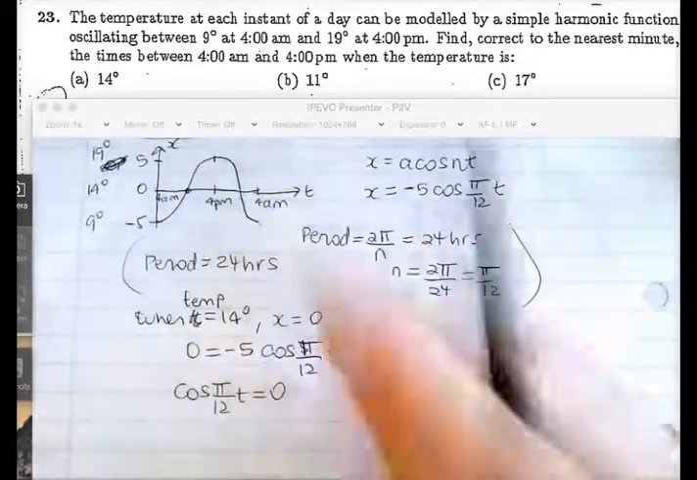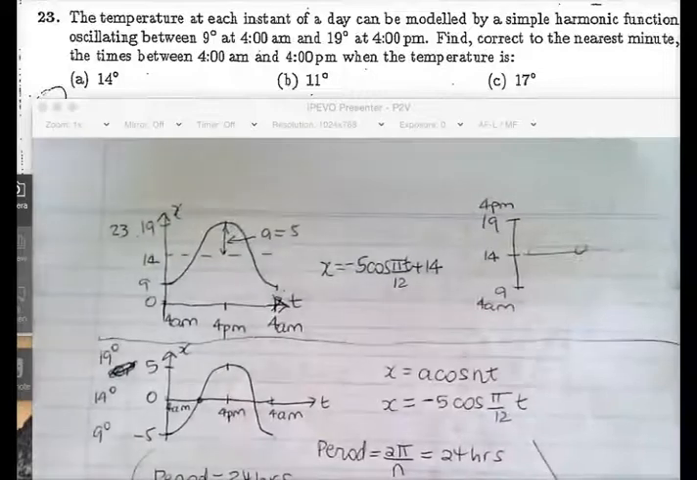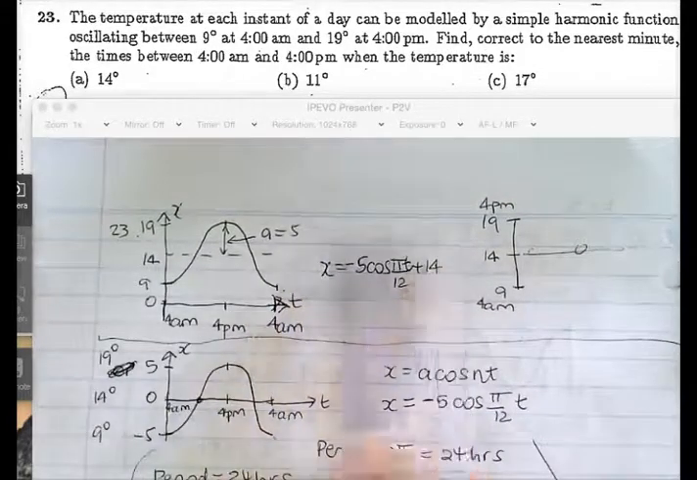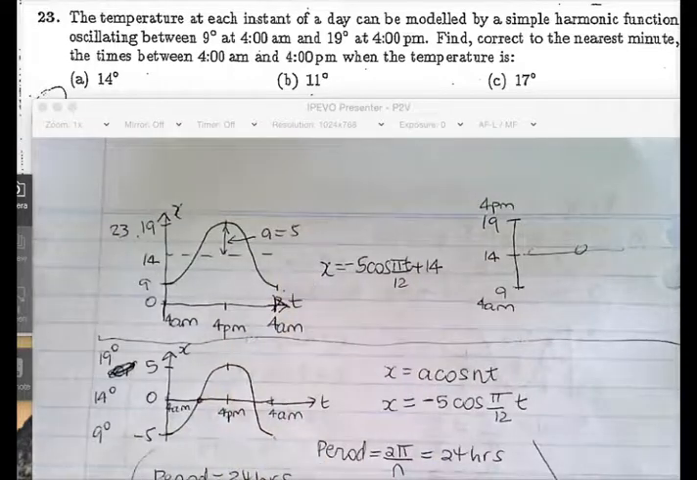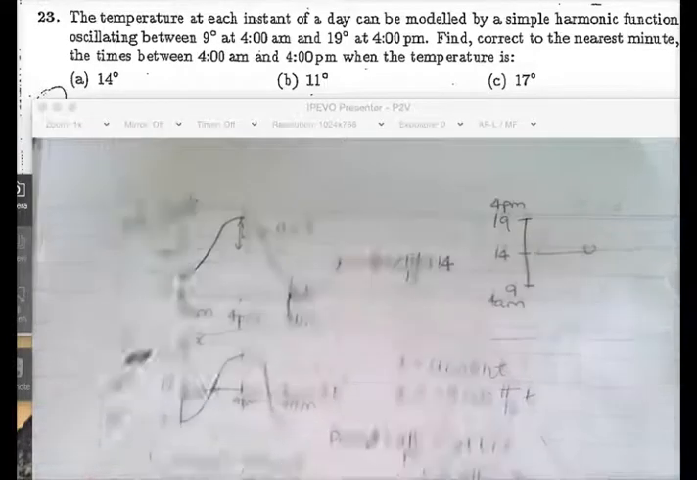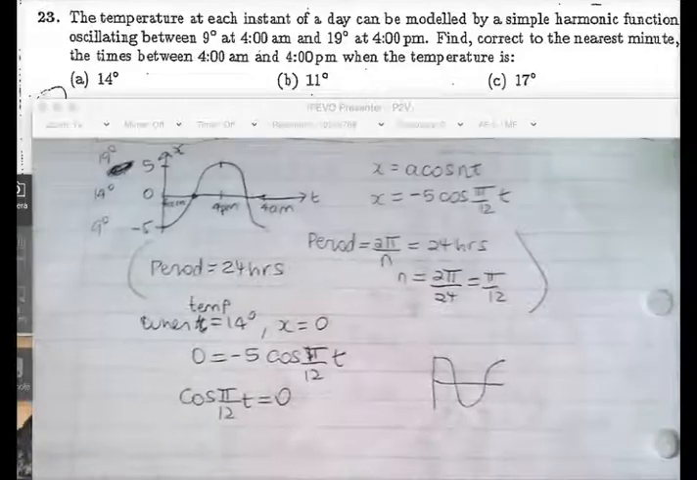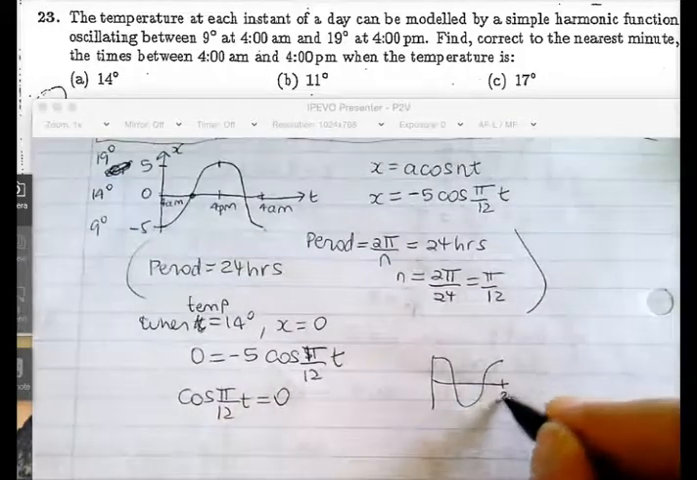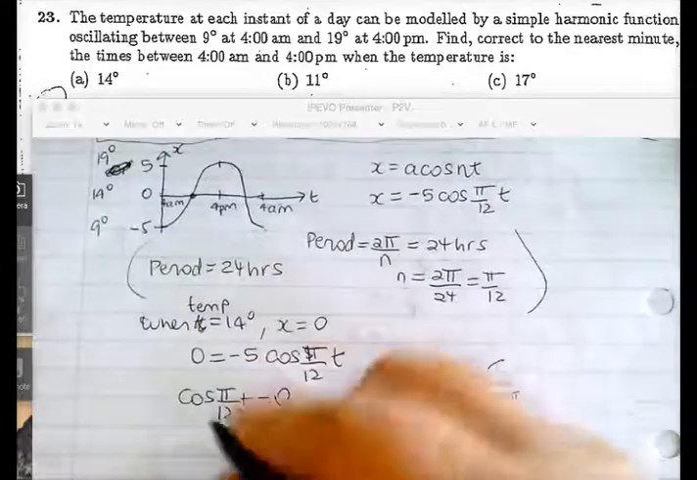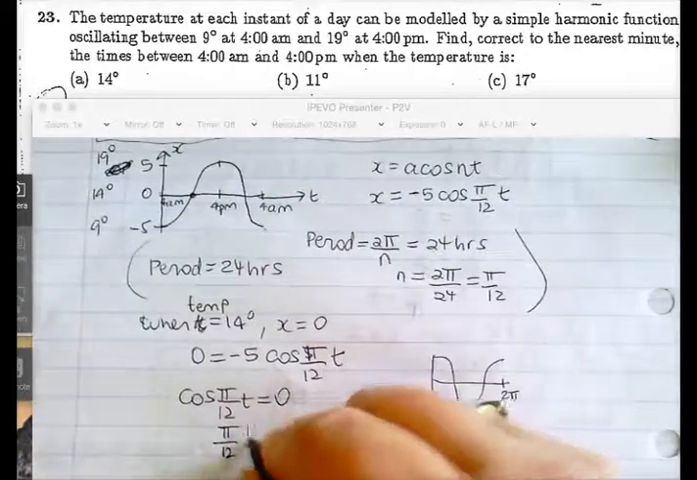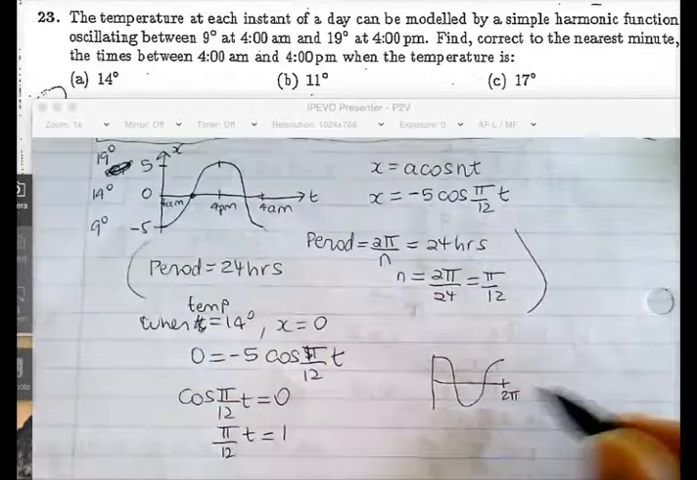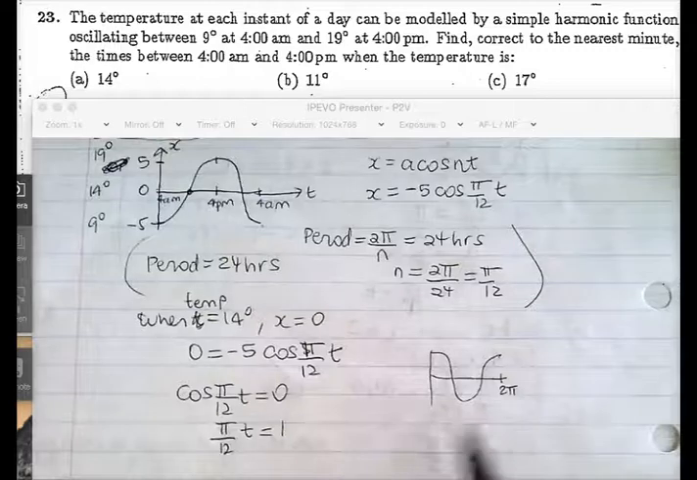So, girls, if you put 14 in the top graph, you're going to get 0 anyway. If you put temperature 14 here, you're going to get 0 anyway. You're solving the same thing. So cos of what is 0? Look at your graph, the normal cos curve. Yeah. So pi on 12t is 1. Don't we just want the first time? What's the other one as well?